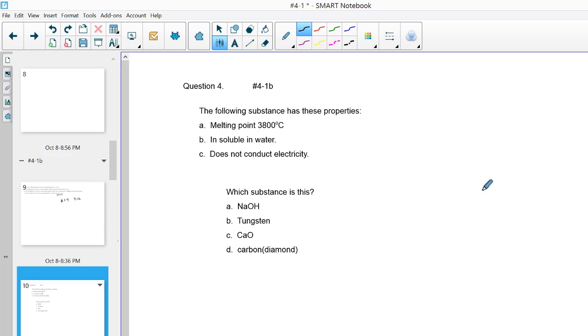This style of question came out in the new AP curriculum probably, I don't know, 2015-ish, somewhere around there, 16. The following substance has these properties. It's got a melting point of 3800, is insoluble in water, does not conduct electricity. Which substance is this?